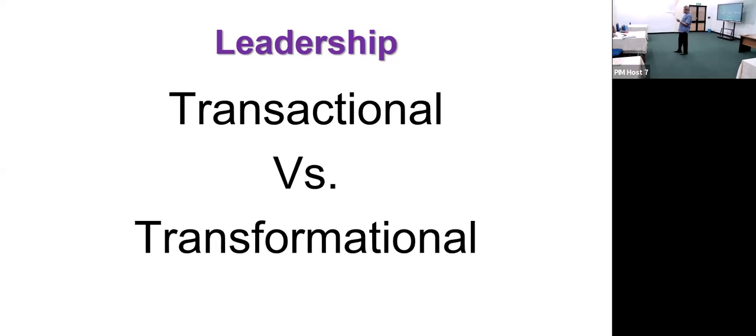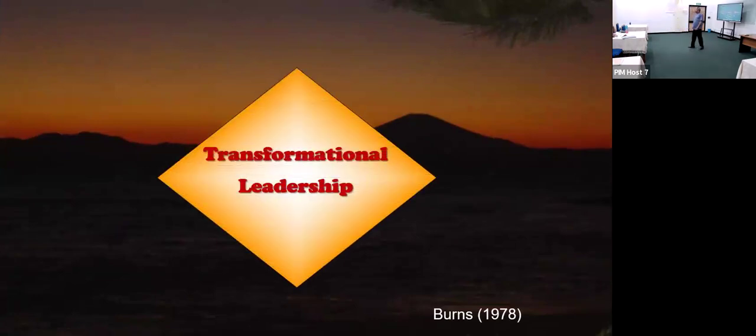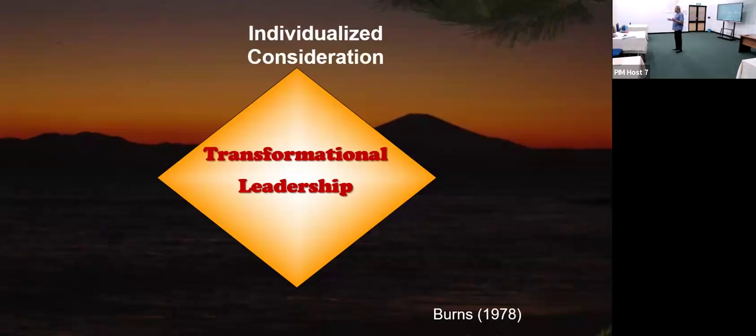How to do that? George Burns came up with 4 ways of doing that. What are the 4 ways? Transformational leadership can be done in 4 ways. First one, say out loud, individualized consideration. In slang English, we say different strokes for different folks. Different strokes for different folks.